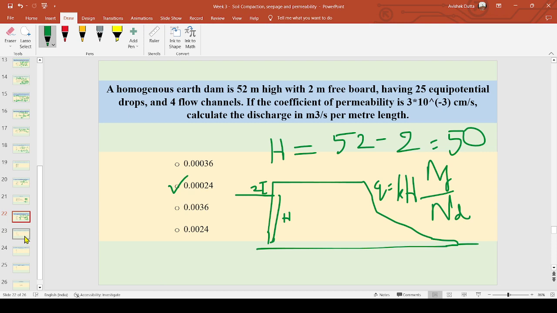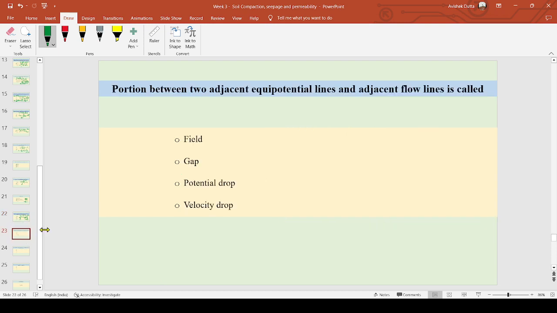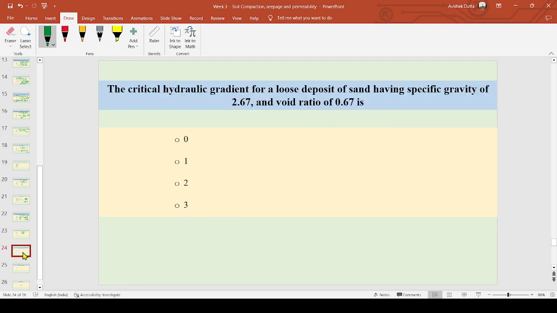Next question. Portion between two adjacent equipotential lines and adjacent flow lines. If these are the two flow lines and these are two equipotential lines, what is this portion called? It is called a field. Yes, someone gave the answer. A. Yes, field. It's called a field. Okay. Last two questions left.